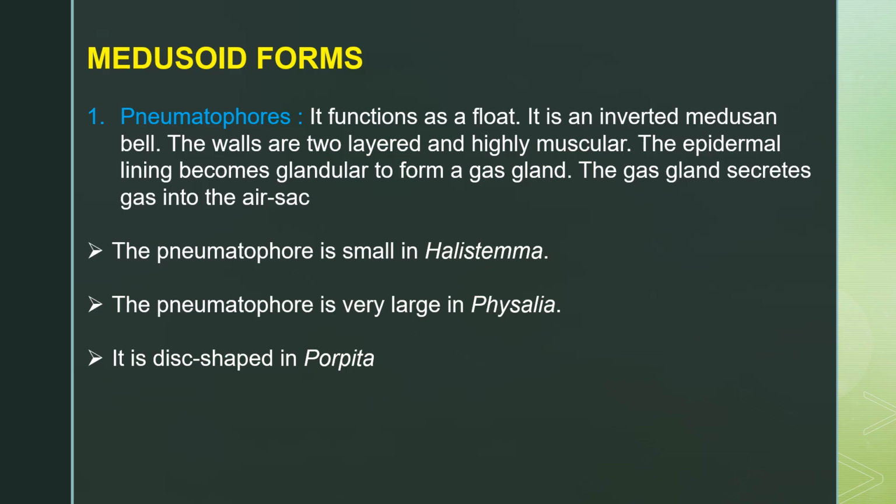The epidermal lining becomes glandular to form a gas gland, and the gas gland secretes gas into the air sac. The pneumatophore is small in Stephanomia, but it is very large in Physalia, and it is a disc-like structure in Porpita forms.